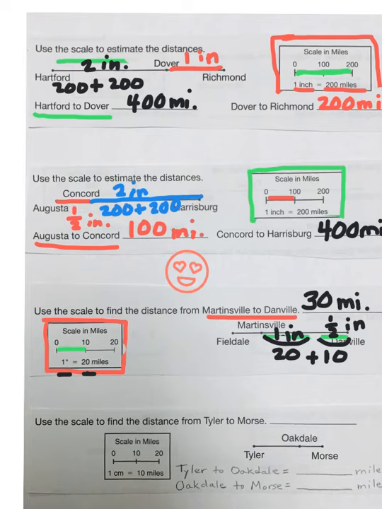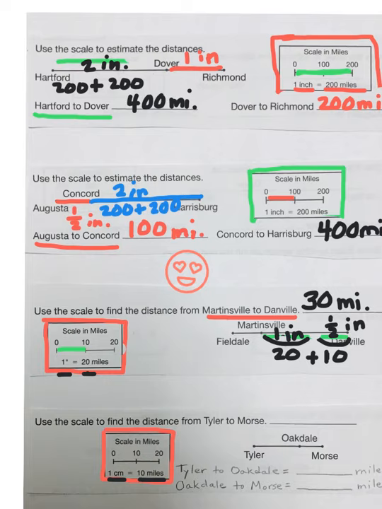Okay, let's take a look at our very last one. This is an interesting scale because it uses centimeters. So we have to use the centimeter side of our ruler. It says 1 centimeter equals 10 miles. Now let's figure out what we're asked for. I've written down 2 other problems.